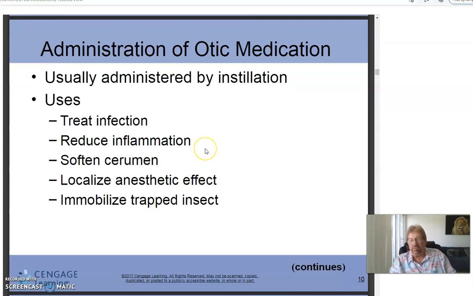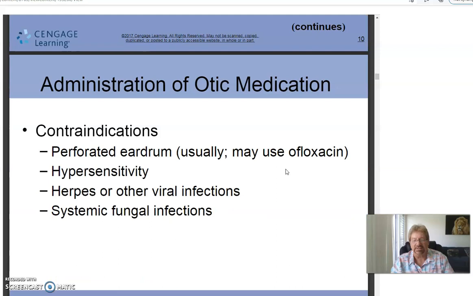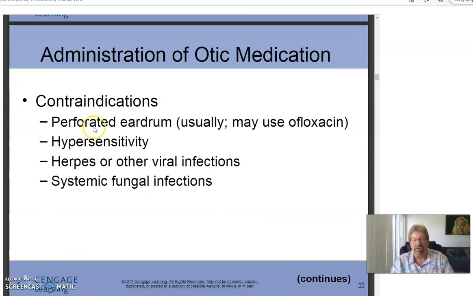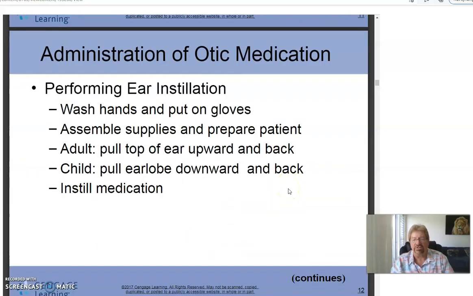Okay, now, administration of otic medication goes in the ear. Otic means ear. Usually administered by instillation. Well, you fill that ear canal up, and uses are to treat infection, reduce inflammation, soften earwax or cerumen, localize anesthetic effect, immobilize trapped insects. Continued. Contraindications: if they have a perforated eardrum, if they're hypersensitive for some reason, for herpes or other viral infections, or systemic fungal infections. I'm not sure why that is, guys, but I know fungal infections can be very, very stubborn and difficult to get rid of.